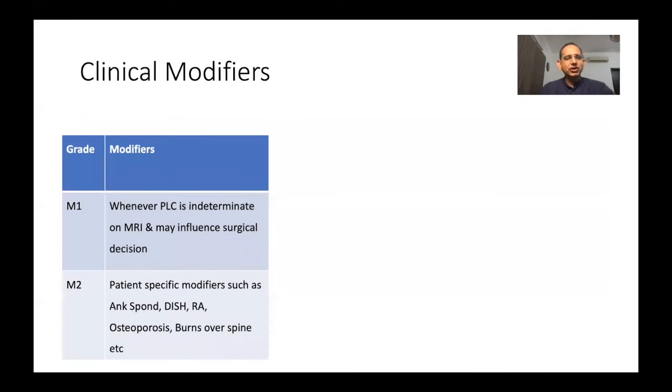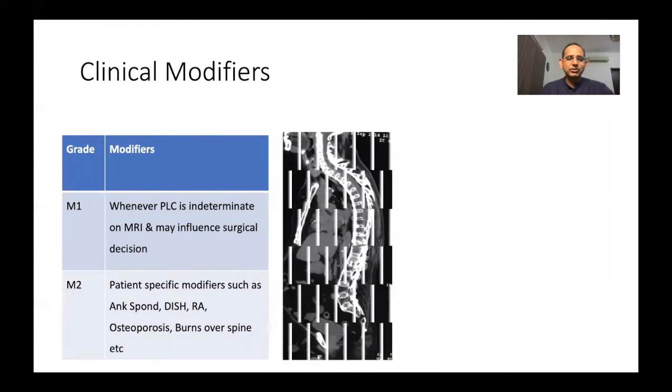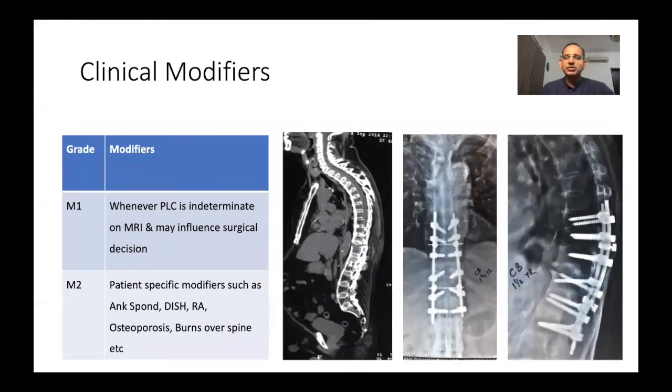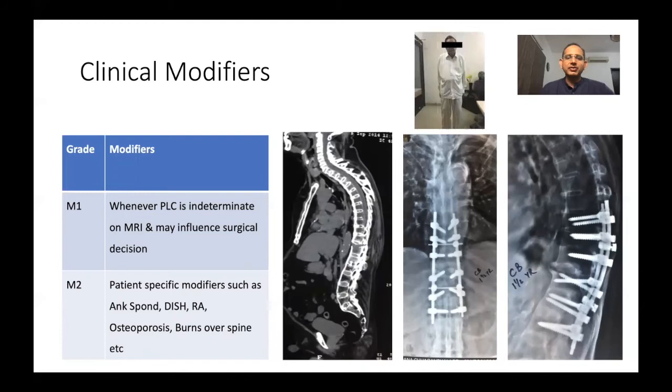There are two clinical modifiers. One was M1, where the PLC is indeterminate on an MRI and it may influence a surgical decision. And an M2, where there are patient-specific modifiers such as ankylosing spondylitis or DISH or rheumatoid disease, osteoporosis, or burns over the spine. Those were the cases of an M2 variety, such as this case of an ankylosing spondylitis, and the patient was ambulatory after the surgery.